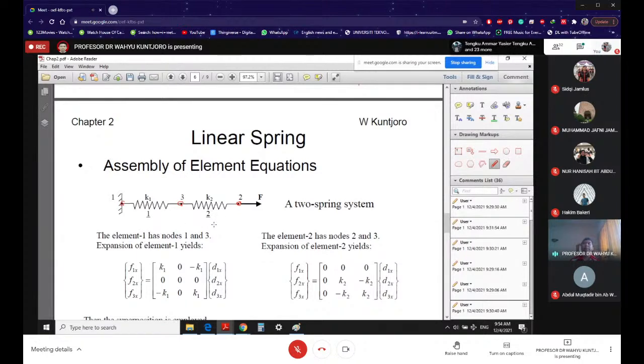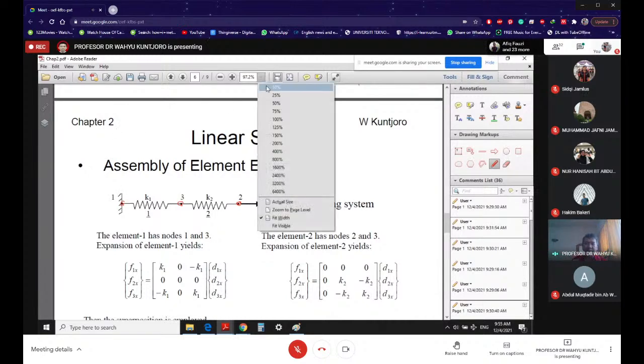Somehow, the way we do node numbering is a bit of a show off probably. If I were you, a simpler way would be node number 1, node number 2, node number 3, but somehow it is 1, 3, 2. It's okay, it doesn't matter. So for element number 1, the spring stiffness is K1. For element number 2, the spring stiffness is K2.